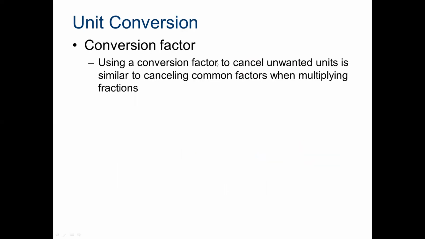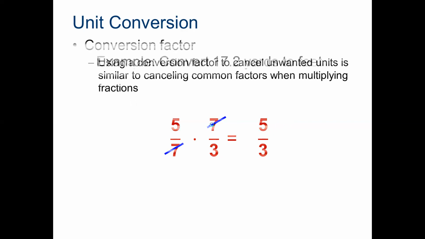All right, so unit conversion factors can cancel unwanted units, and it's similar to canceling factors when multiplying fractions. So let's say, look at this. So 7 and 7 kind of cancel out. And so we don't have to really do the math. We just know this is going to end up being 5 over 3. We could do the math, and we just have to reduce it. So 5 over 3, there it is. If you did do the math, you'd have 35 over 21, and you'd have to reduce that down, basically dividing by 7, and you'd end up with 5 over 3 anyway.